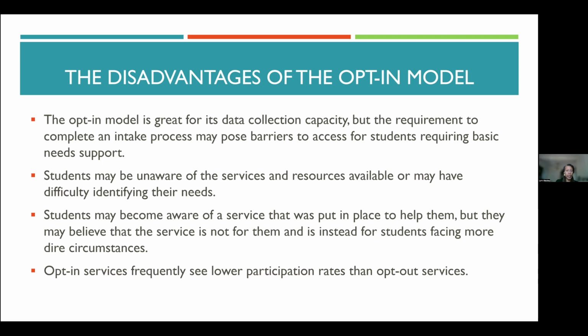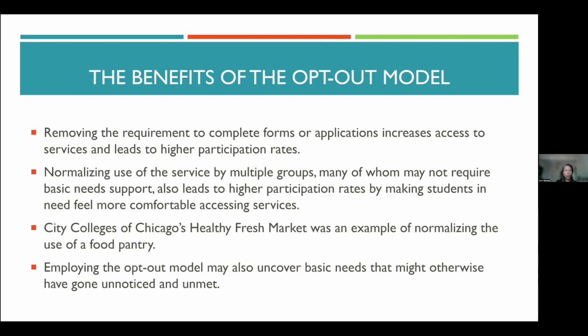of service deliveries. Benefits of the opt-out, of course, increased rates of participation because there's no requirement to complete forms. That QR code for JJC Eats, of course, was optional, but we strongly encourage students to give us their feedback so that we can improve the program. But yeah, removing that requirement to sign up removes that barrier and leads to higher participation rates. Also, normalizing the use of service by lots and lots of people also increases access to services because students feel more comfortable because everybody's doing it.